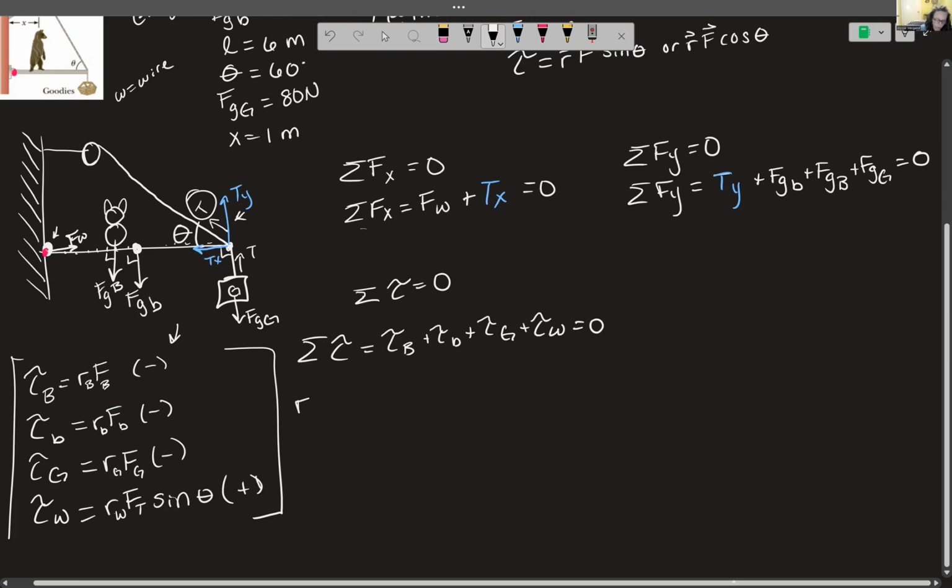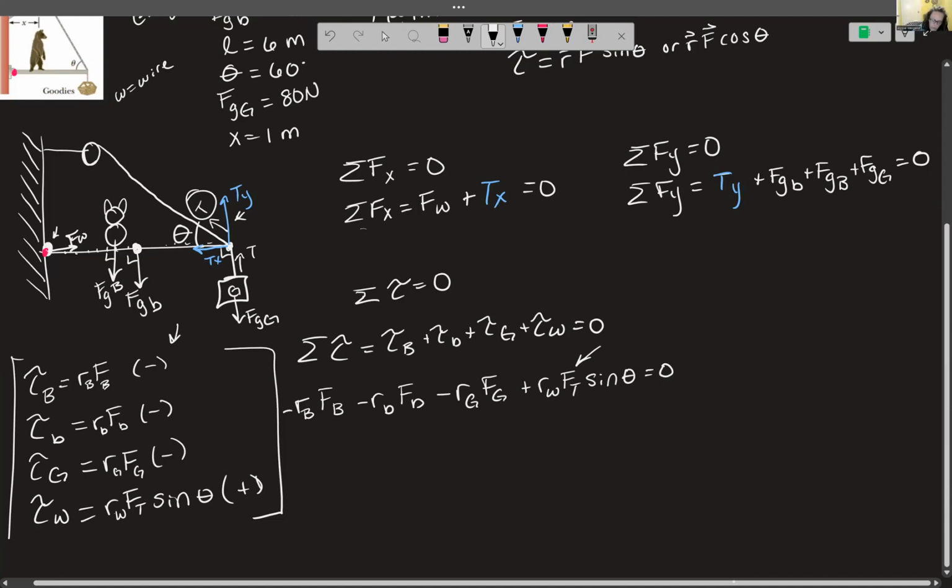Okay. So I have the position of my bear, the force of my bear, and this is a negative direction, minus the distance to the center mass of the beam times the force of the beam, minus the distance to my goodies times the force of my goodies, plus the distance to the wire times the force of that wire, which is tension, sine of theta, is equal to 0. Since I want to solve for tension, I'm going to be solving for that.